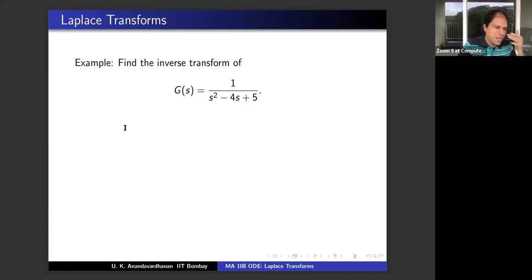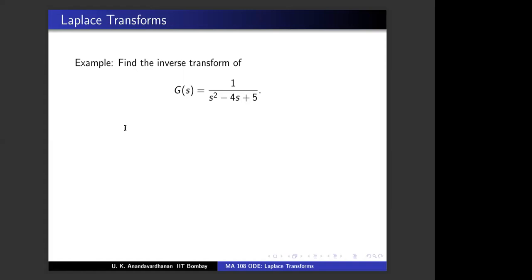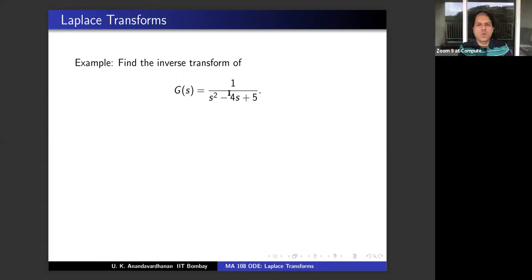Yes, so you complete the square. What is the answer? s minus 2 whole square plus 1. And that minus 2 is suggestive because you see minus 4 there. So s minus 2 whole square will have plus 4 and plus 1. So this is s minus 2 whole square plus 1. And that is useful because s minus 2 whole square plus 1 reminds you of what?